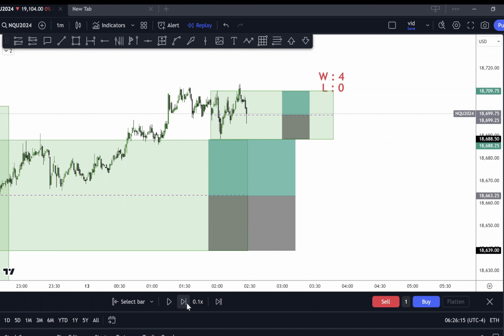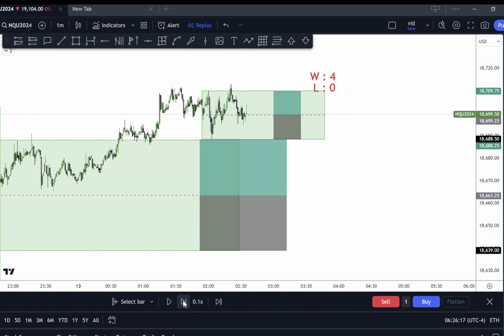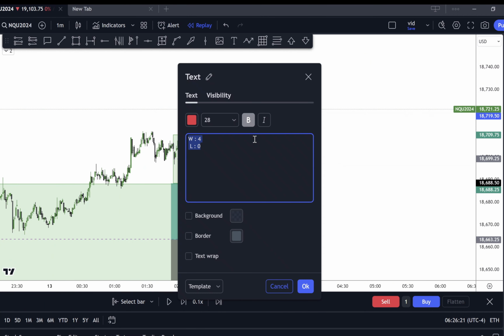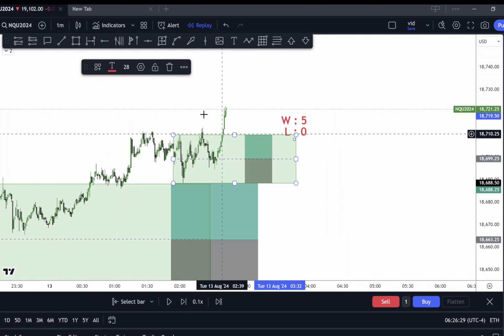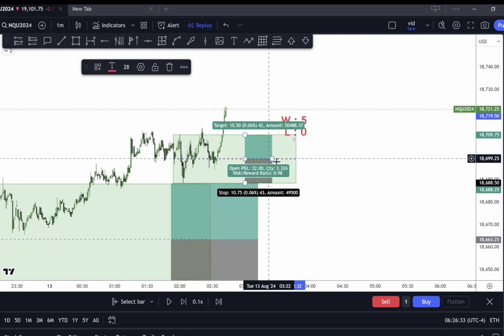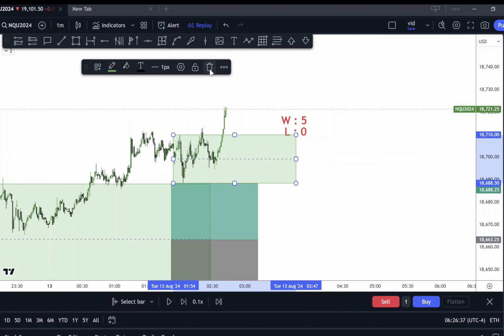Okay, let's see. So we're in, and our fifth win just by following structure, drawing our zones, and entering from the 50% and just taking the one-to-one.